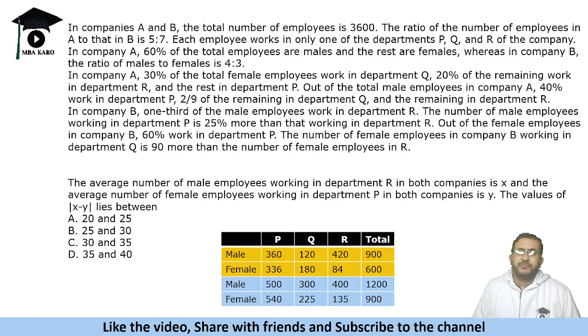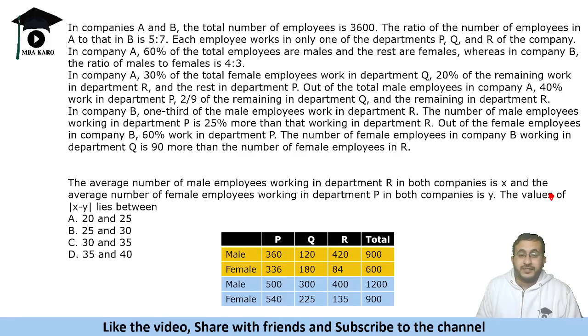The average number of male employees working in department R in both companies is X, and the average number of female employees working in department P in both the companies is Y. The value of X minus Y lies between.